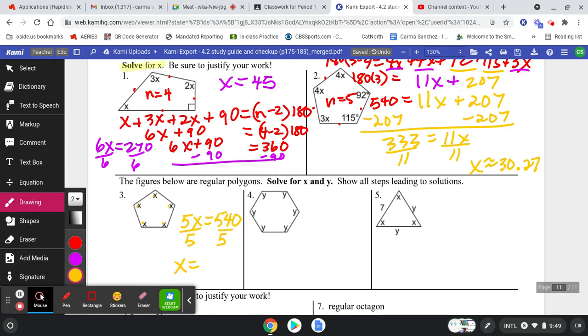Now, what if you didn't remember the 540? Remember, you could have set that equal to n minus 2 times 180, and your n is 5. Next one is 1, 2, 3, 4, 5, 6. Next one, hexagon. Your number of sides is 6. Well, if you don't remember how much is the sum of the interior angles of a hexagon, remember we can do 6 minus 2 times 180.